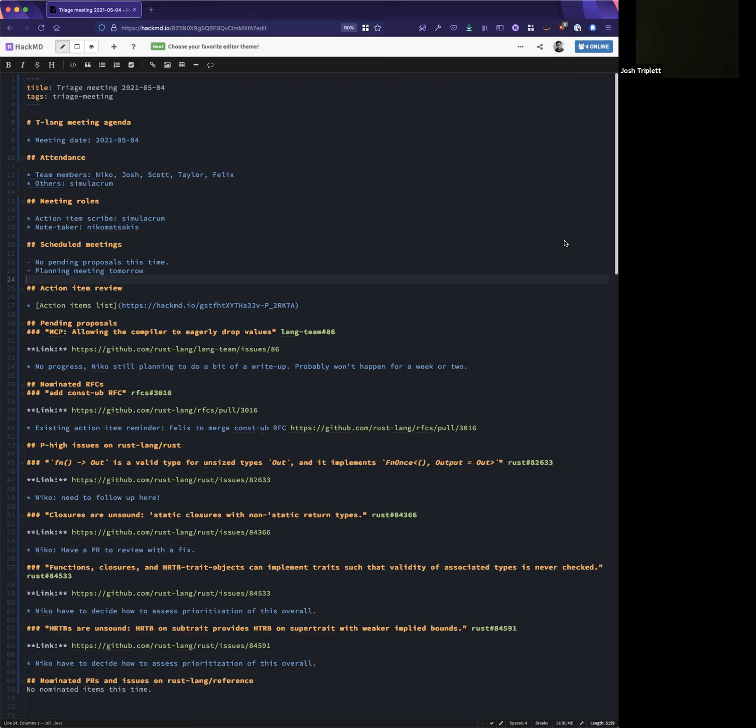As the usual standing reminder, we have the action item list. Please take a look and see if there's any items on your list that you have either done but not checked off, or haven't done already. And then let's head right into the pending proposals. We have Lang Team 86, which is allowing eager values.